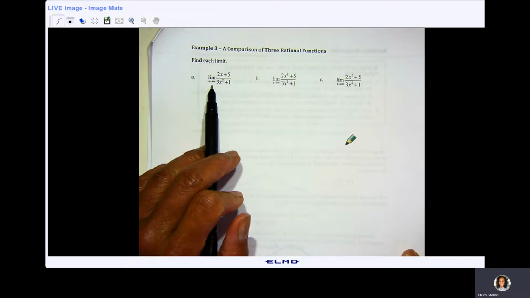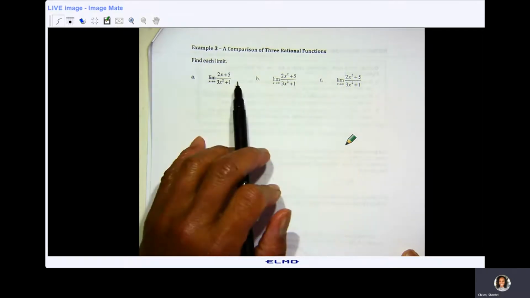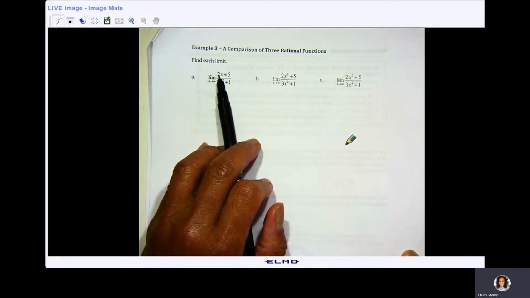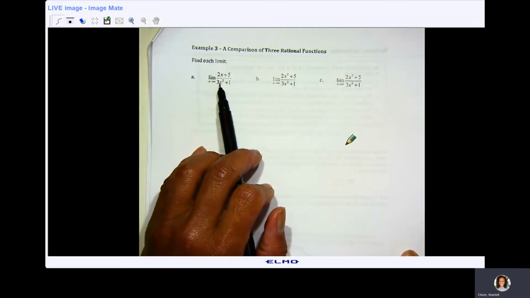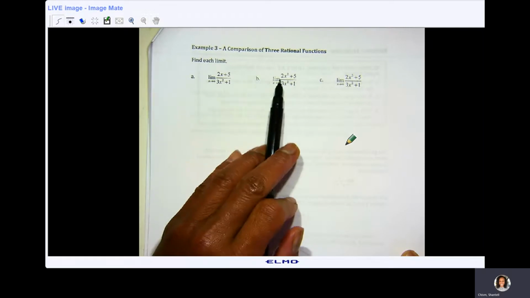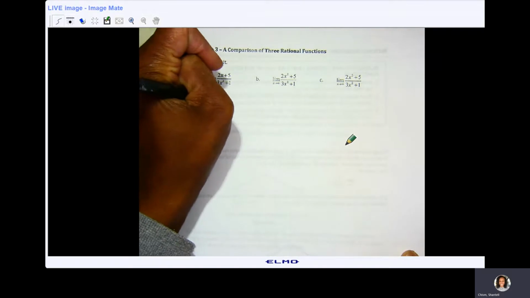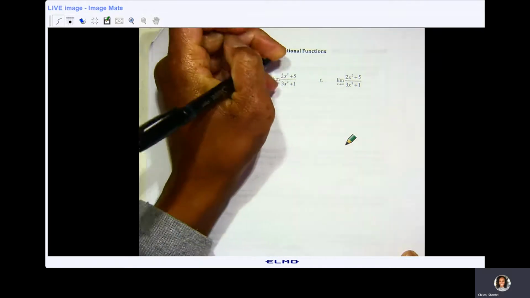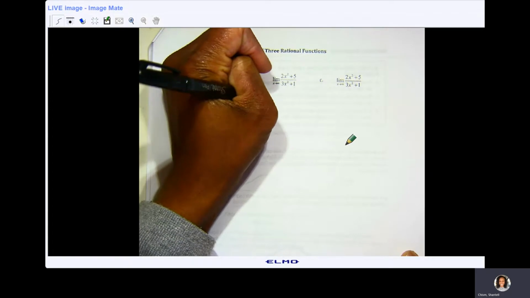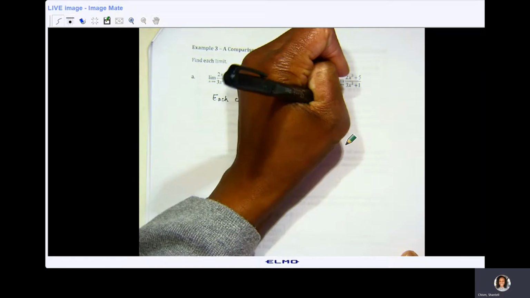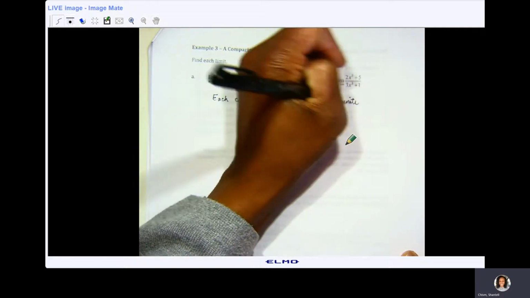All right, so here it says find each limit. So again, each of these, as x approaches infinity, each one of these cases is going to give you the indeterminate form infinity over infinity. 2 times infinity over 3 times infinity is still infinity over infinity. Likewise here and here, likewise here and here. So each case results in the indeterminate form. And remember, you can look up indeterminate in your textbook.